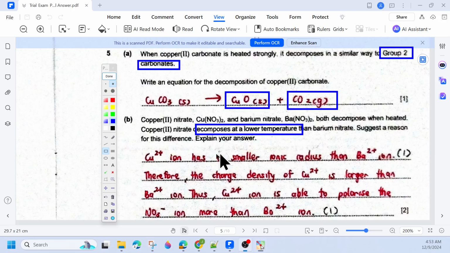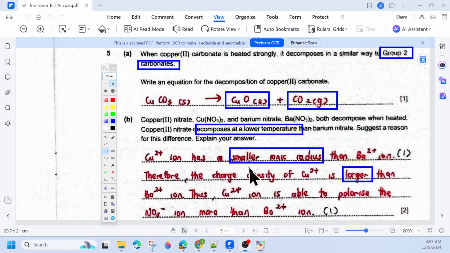Now, what is the main idea of why copper 2 nitrate decomposes at a lower temperature? Copper 2 ion has a smaller ionic radius, or the charge density of copper 2 is larger. I like to often use ionic radius and charge density together because I do not know when they will give me 2 points for 1 mark. That sort of situation. So I prefer to write both, ionic radius and charge density.